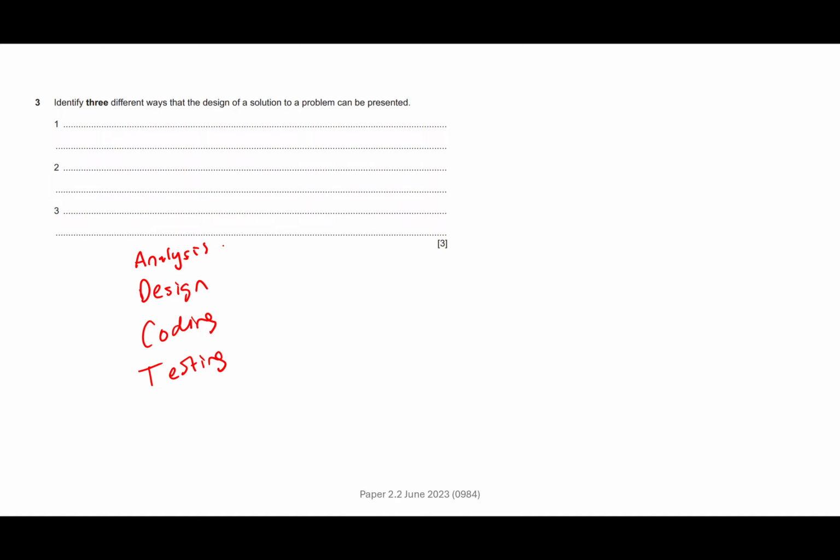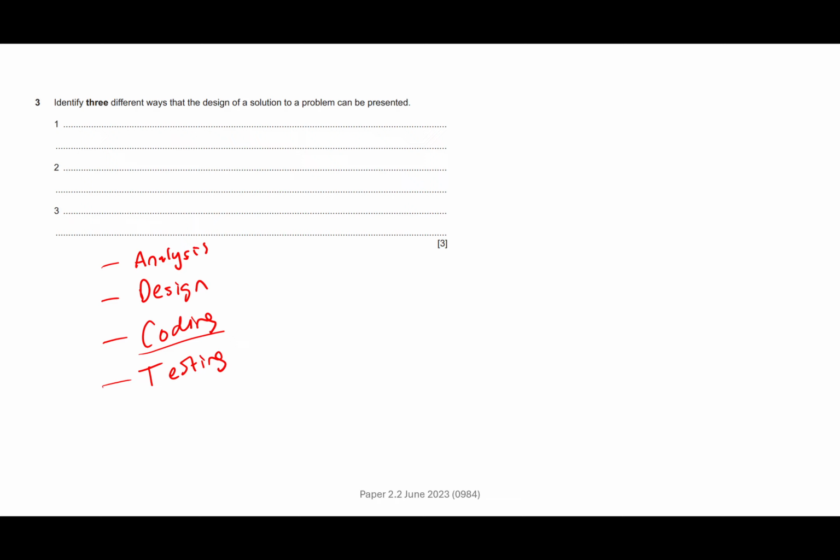The analysis is where we decompose the problem and we come up with a list of requirements that we need to solve. The design stage is where we create, obviously, a design that we can go ahead and make a coded solution for. We'll talk about that in a second. The coding stage is where we write the code. This is also known as the implementation stage as well. In the Cambridge spec it's called coding stage, that's fine. And then finally we have the actual testing stage. The testing stage is where we just make sure our code does what it's supposed to do.